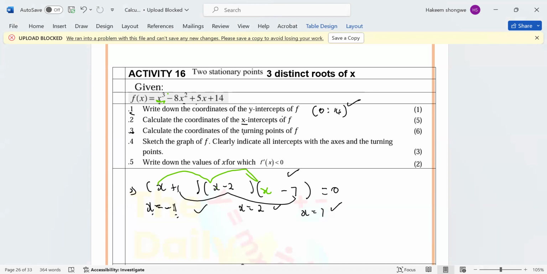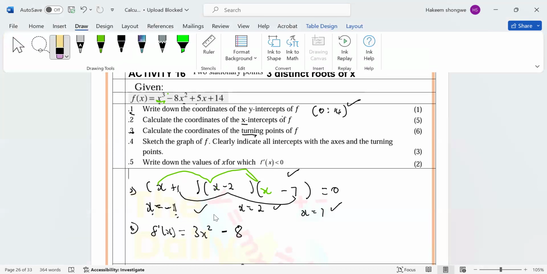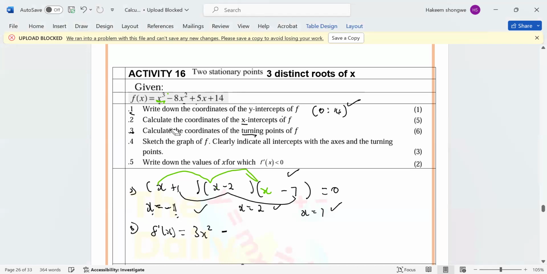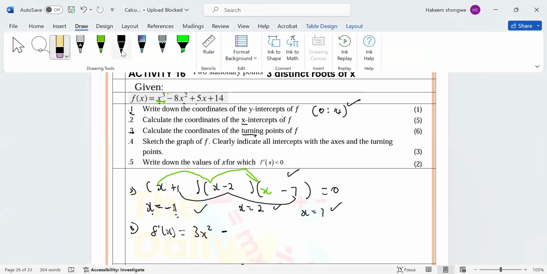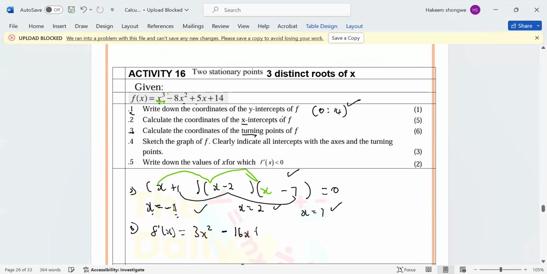And then we go to the next one, number 3. They say, calculate the coordinates of the turning points. Now, that's number 3. How do we get the turning point? Once we see the words turning point, starting from now, whether we're doing a parabolic function or a cubic function, we're going to differentiate. And then we're going to tell them we have f prime of x, which is going to be given as 3x squared minus 16x plus 5.